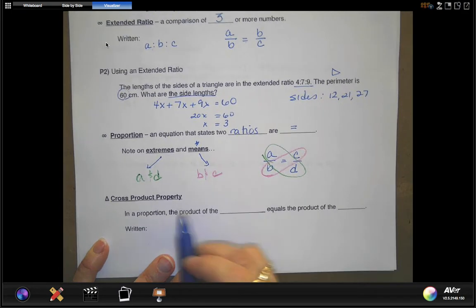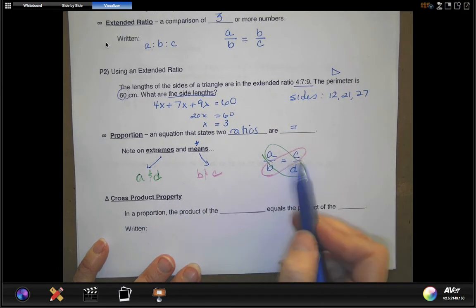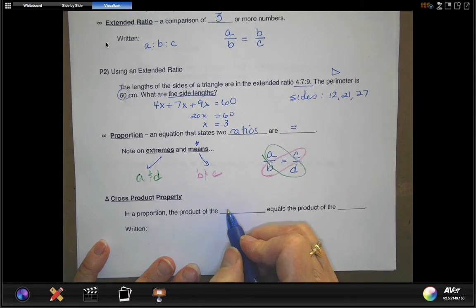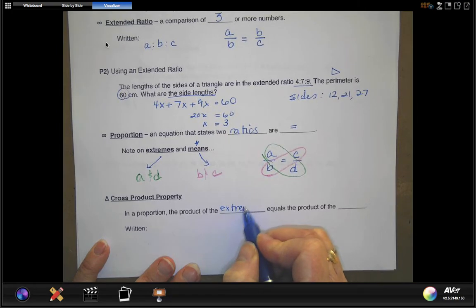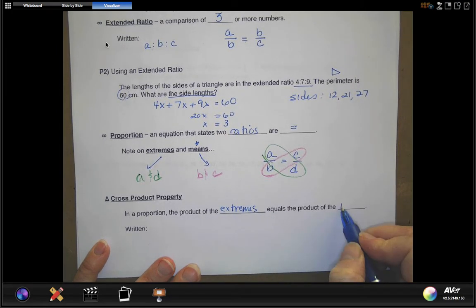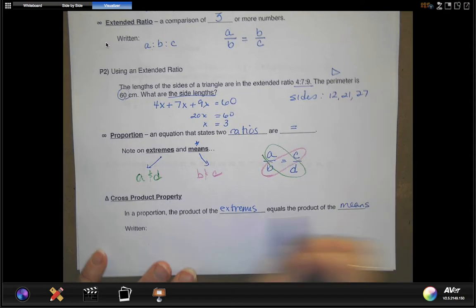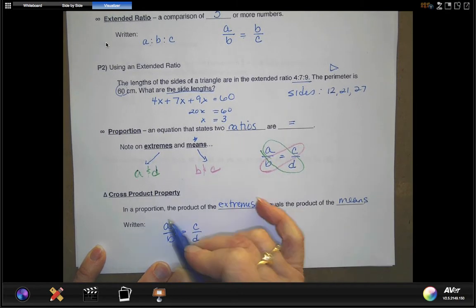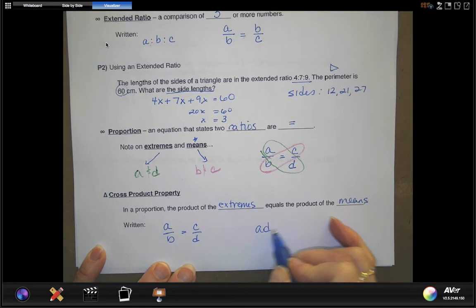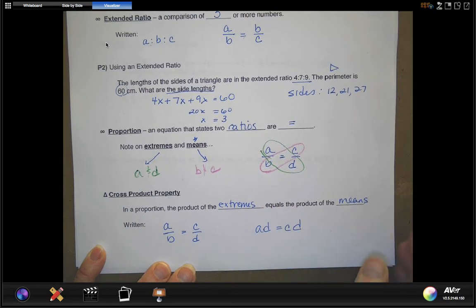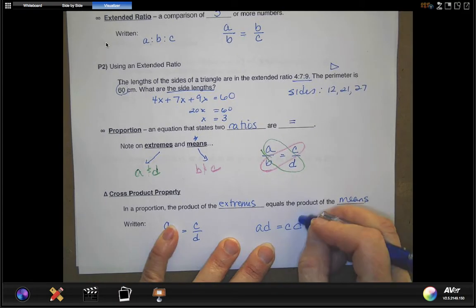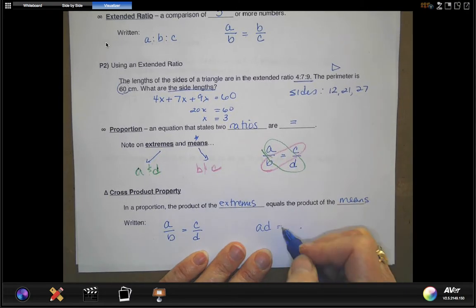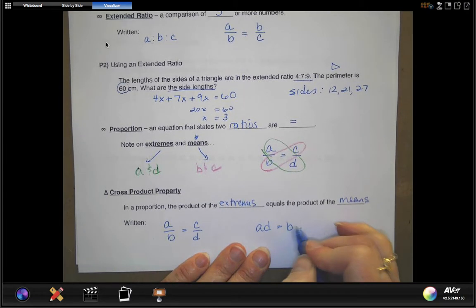All right, cross product properties. So maybe when I drew those circles there, you kind of remembered doing this before, but in a proportion, the product of the extremes equals the product of the means. So all that's saying is there is A over B equal to C over D. So if I cross multiply there, AD is equal to BC. So A times D, so I'm just cross multiplying. A times D is equal to B times C.